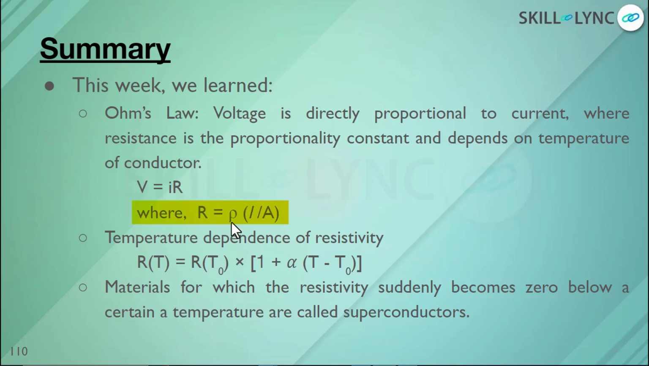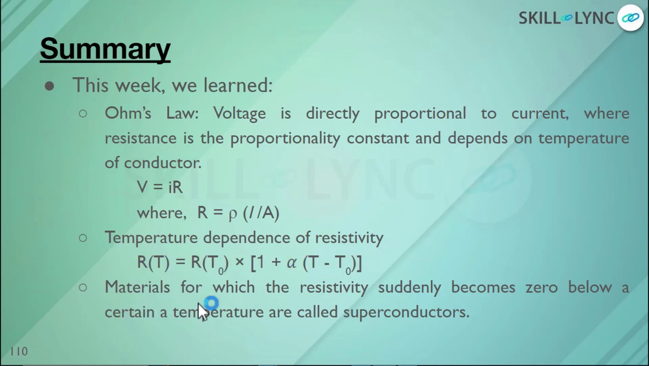Also, we can write R equals rho L by A, where rho is the resistivity of the material, L is the length of the conductor, and A is the cross-sectional area of the conductor. Here, we also have read the temperature dependency of resistivity. It can be written as R_T equals R_T0 into 1 plus alpha (T minus T0). Here, the factor L by A, which changes due to temperature, has been considered negligible. Thereby, R_T can be directly related to R_T0 into 1 plus alpha (T minus T0).